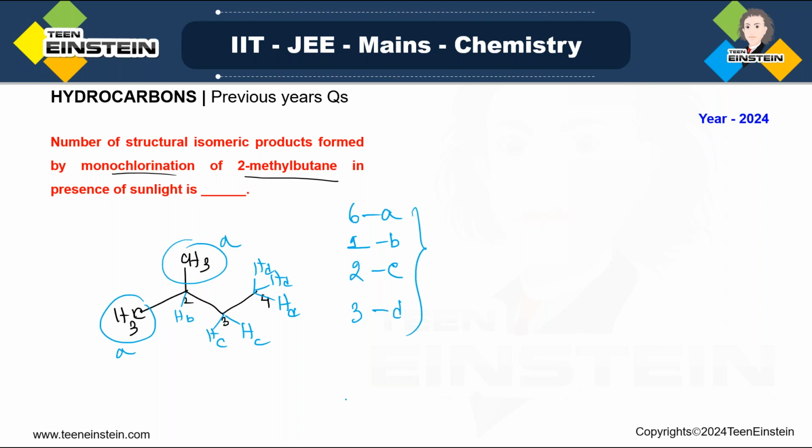That means the maximum structural, only structural, not stereo, monochlorination products possible in presence of sunlight, and since it is an integer type of question, the answer should be 4. Fine. You don't have to draw the structure, just check the molecule, because if you draw the structure, it is unnecessarily wasting time. Just look at the molecule and how many different types of hydrogens are there. That you just have to record. Depending on the types of hydrogen, you will get different types of product.